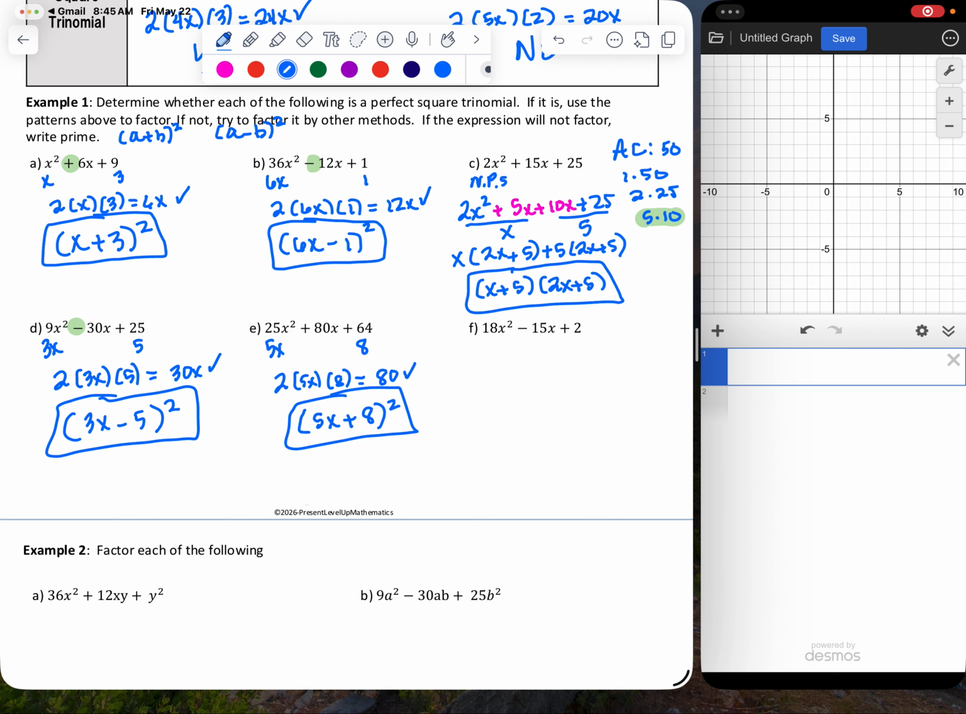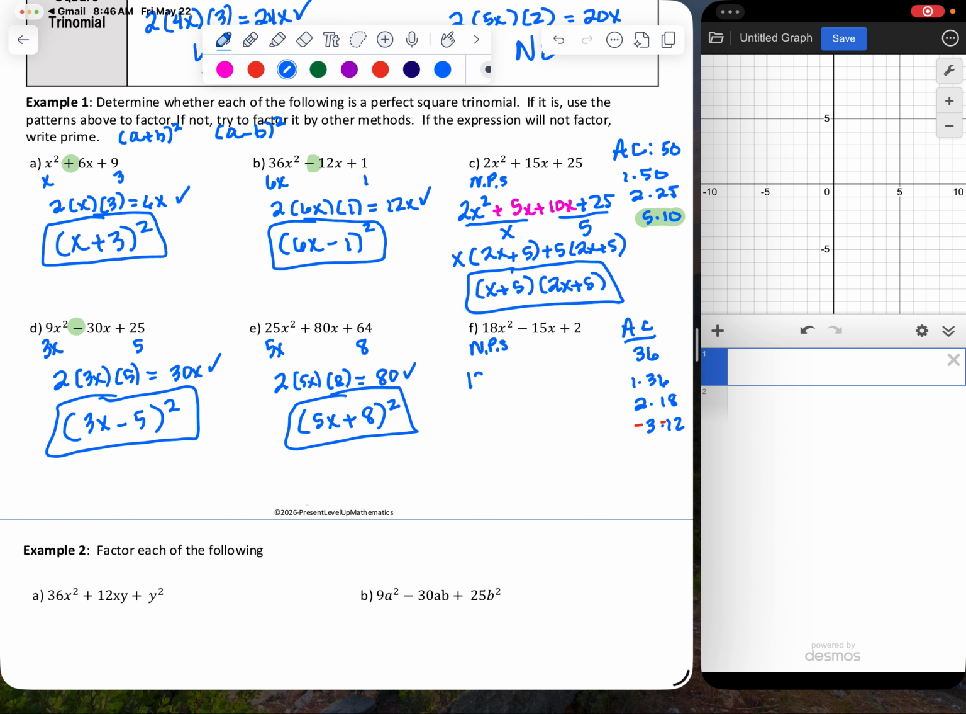All right. Problem F, 18x squared minus 15x plus 2. So 18x squared is not a perfect square. So that means I have to use one of my other methods. So again, I'm going to use my AC method. So here the value of AC would be 18 times 2, or 36. So when I list the factors of 36, I'm going to use 1 and 36, 2 times 18, 3 times 12. Now there are more, but I'm going to stop because I'm trying to get 15, so that means I can use 3 and 12 if I make them both negative.